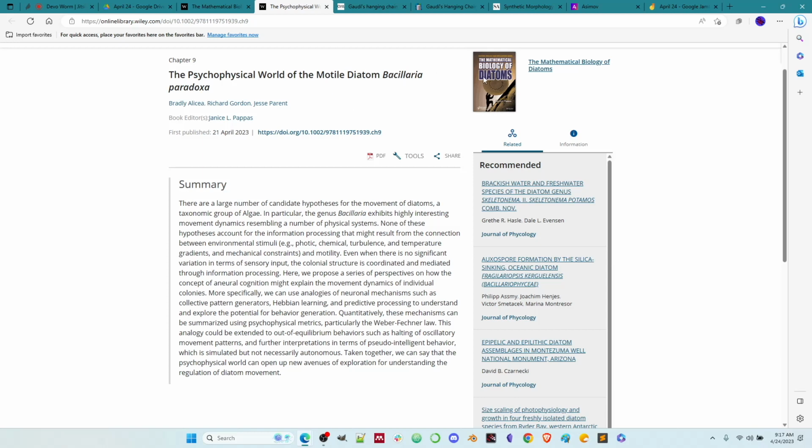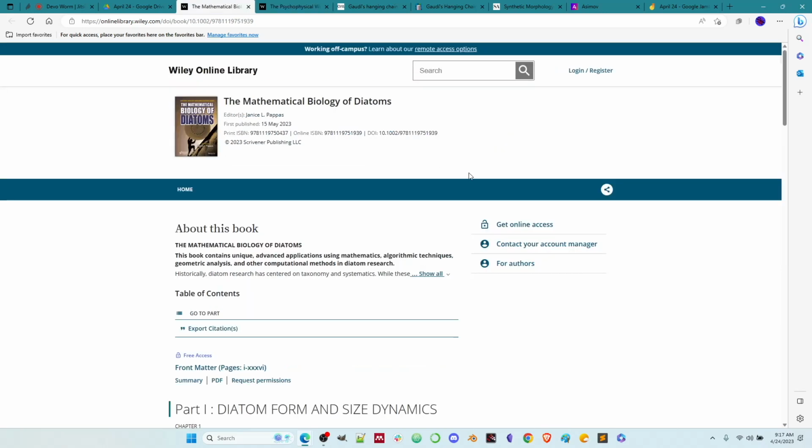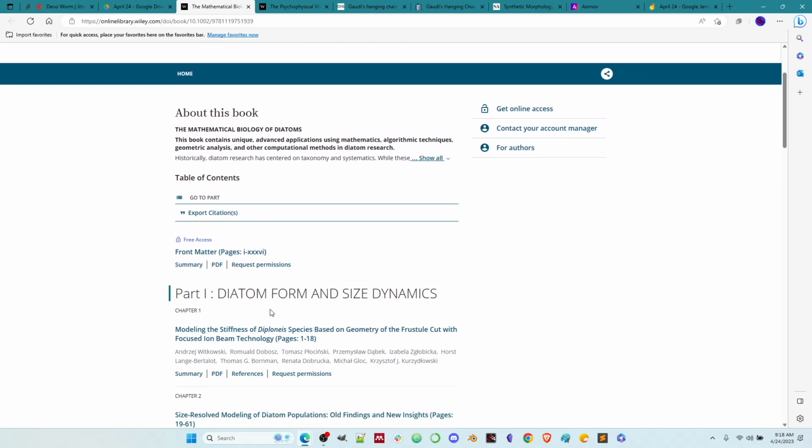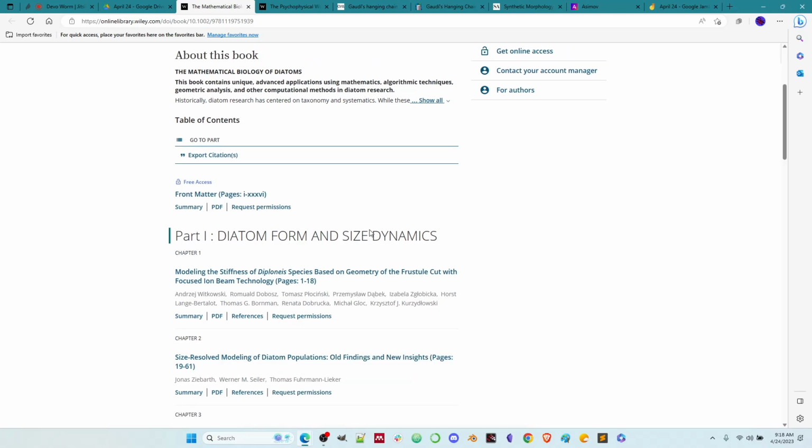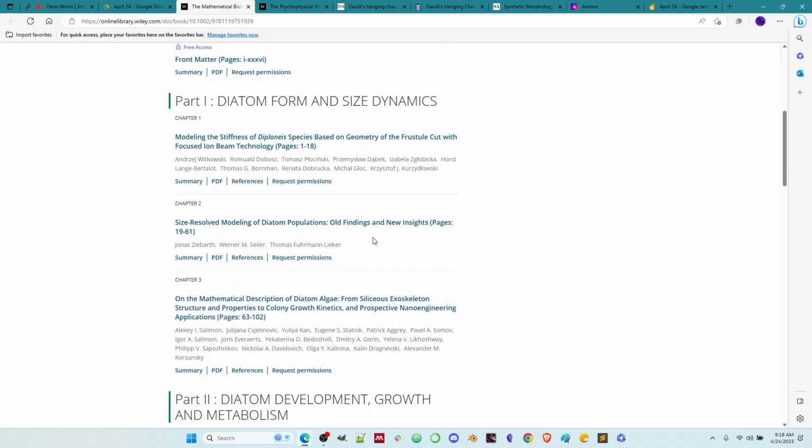This is part of a larger unit called the Mathematical Biology of Diatoms. So this is chapter 9, as you see here. And then this is the book here, which is the Wiley Online Library. So, people may or may not be able to access it. I wasn't able to access it for some reason, but basically it's a whole book of papers on this topic of the mathematical biology of diatoms. There are a number of different papers here by different contributors.